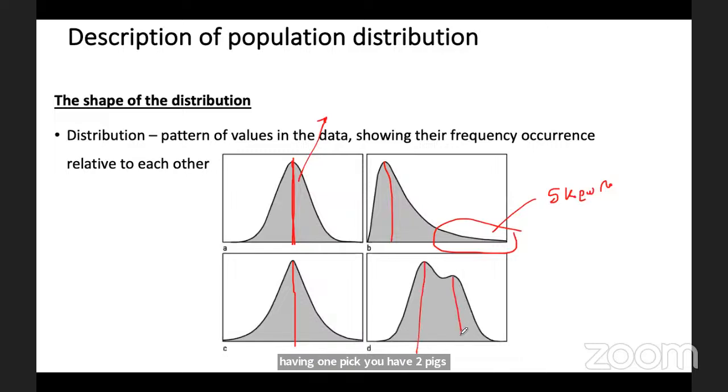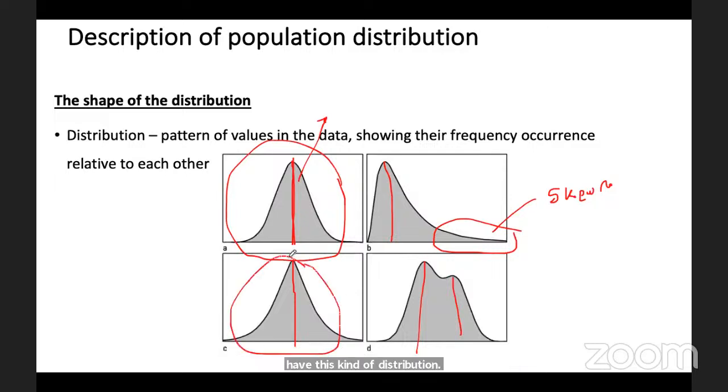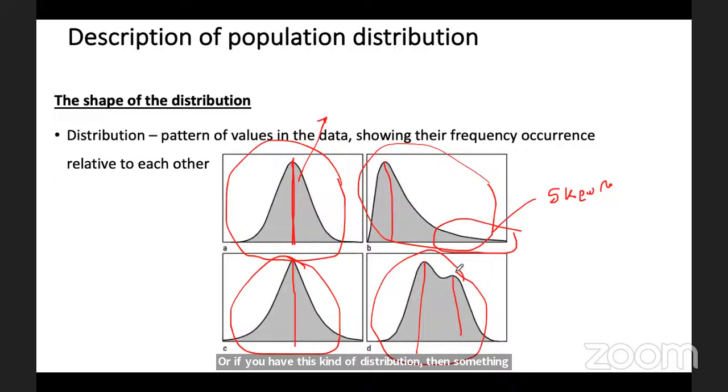So all these will determine the choice of tools of analysis. If you want to do analysis of variance, for example, you expect to have this kind of distribution or this kind of distribution. Now, if you have this kind of distribution, then you may need to do something else to help with that. Or if you have this kind of distribution, then something else needs to be done. You either need to choose another tool for the analysis, or you do things like data transformation and so on and so forth.